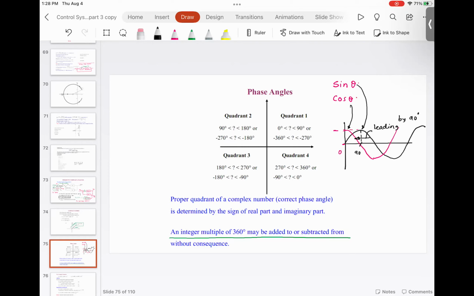So that's why cosine is leading. So cosine theta is leading sine theta by 90 degrees. Everyone with me so far?